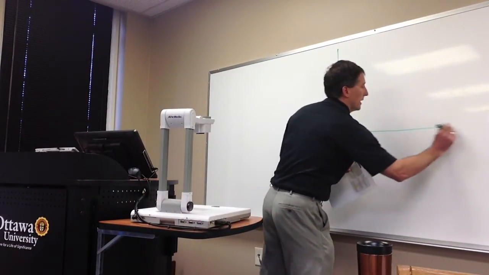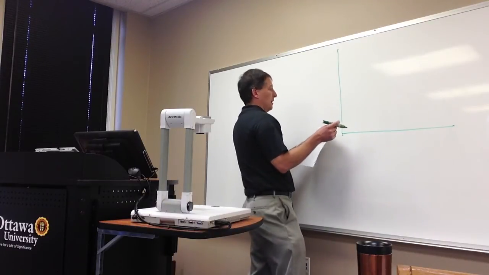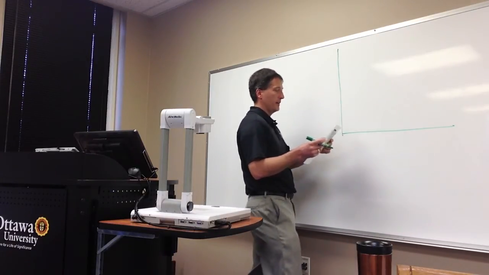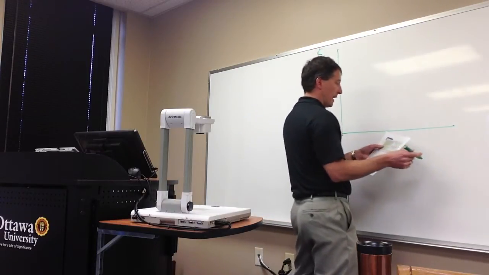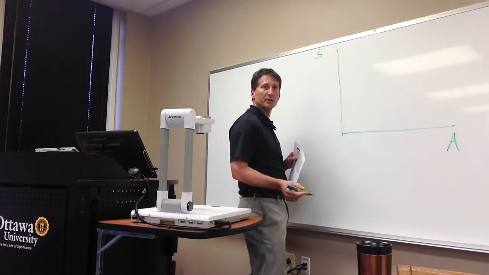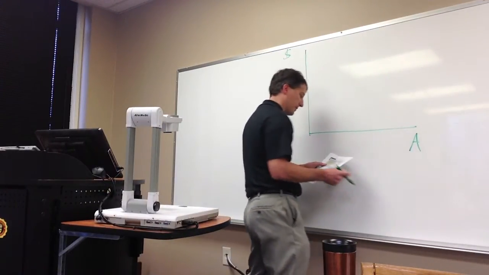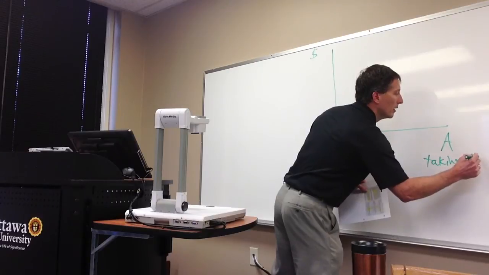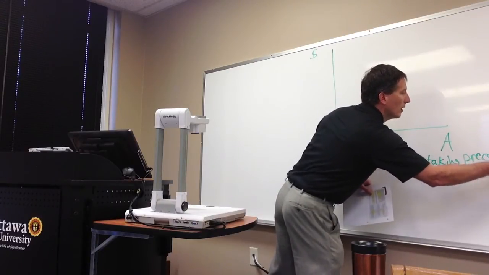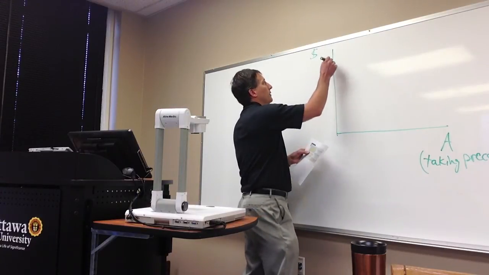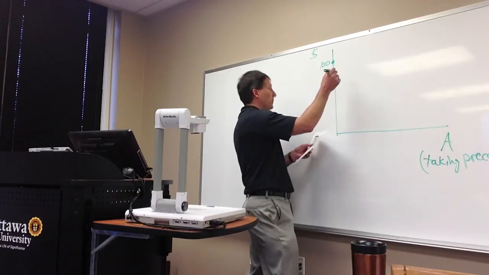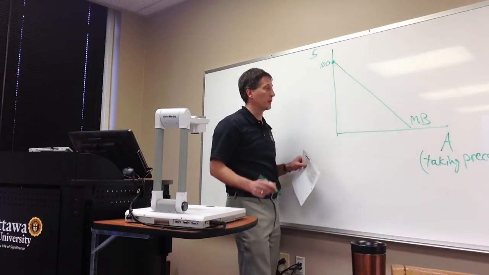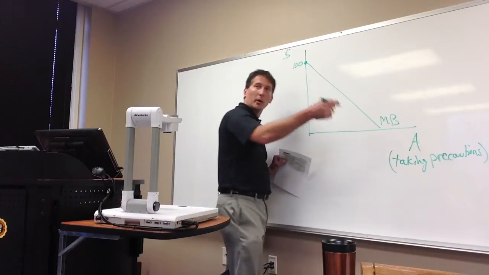So what does this look like? So we got marginal benefit equals 100. So we got dollars over here. And here we've got the level of precautions, the benefit of taking precautions. So we got a marginal benefit curve of 100 minus 2A. Capturing what we just said. The marginal effect of more and more precautions falls.